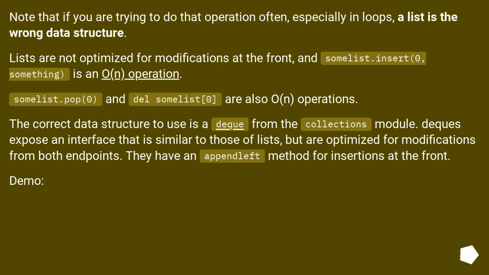Note that if you are trying to do that operation often, especially in loops, a list is the wrong data structure. Lists are not optimized for modifications at the front, and sumList.insert(0, something) is an O(n) operation. sumList.pop(0) and del sumList[0] are also O(n) operations.